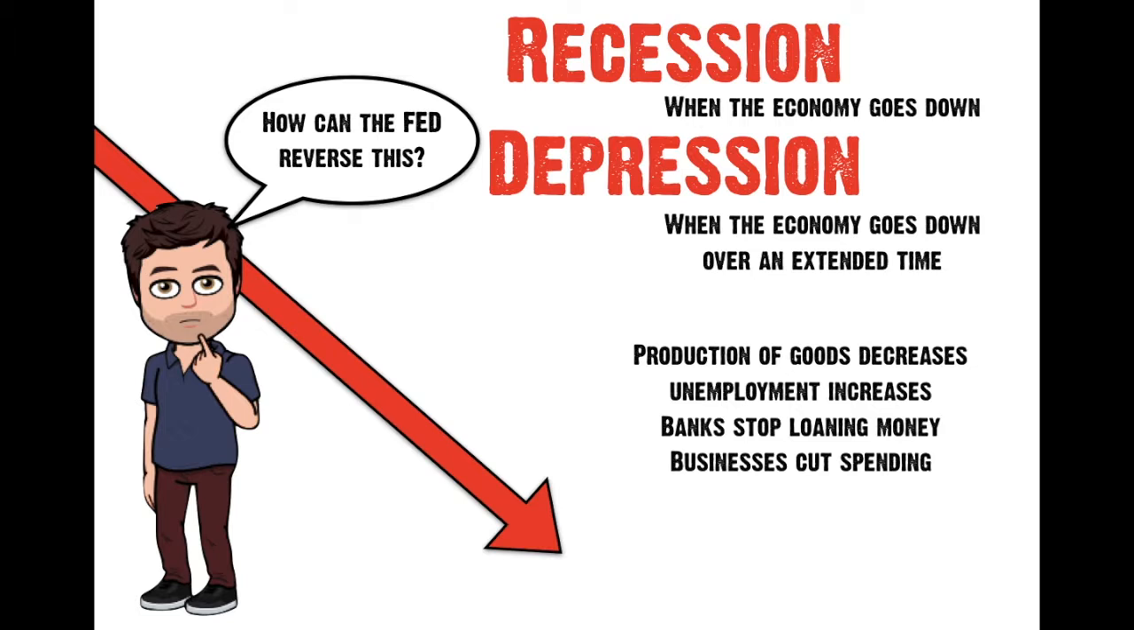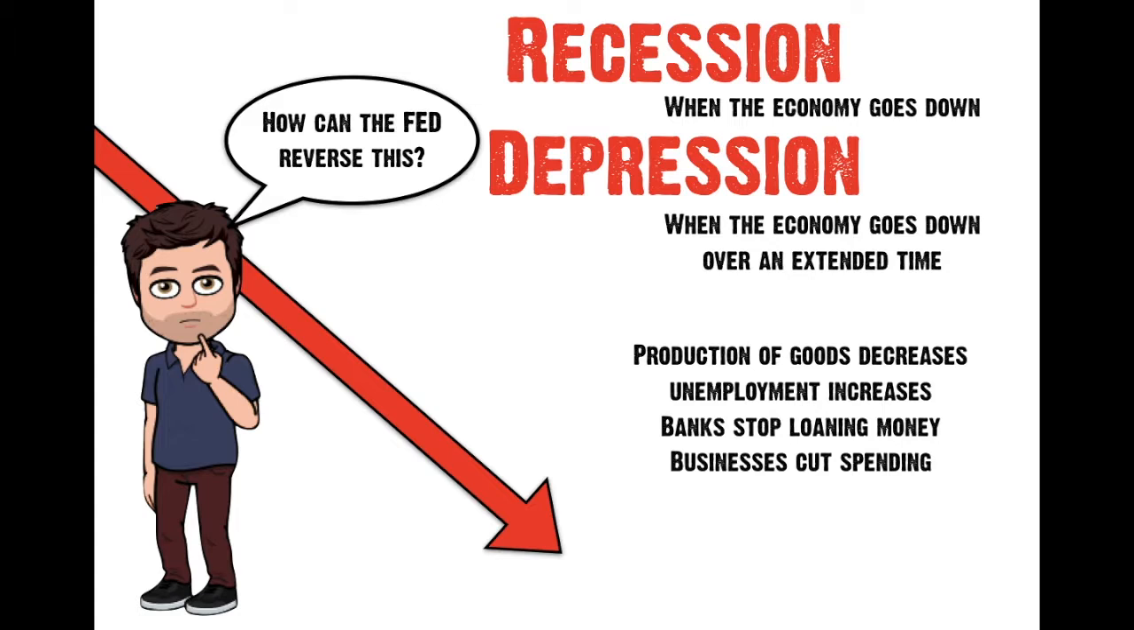So then let's say the reverse is true, that we find ourselves in the middle of a recession when the economy goes down, or a depression when the economy goes down over an extended period of time, like the Great Depression from 1929 to about 1941-42. Well, what happens in a recession or depression? The production of goods decreases significantly.